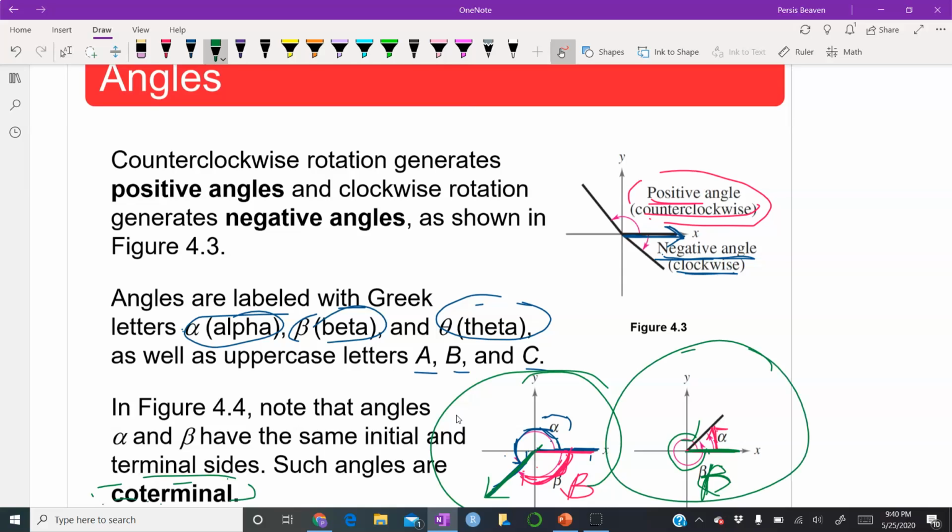Now, on this other case, we do have a positive angle that would be alpha, because it goes in the counterclockwise direction, and we also have a negative angle, and that would be beta. It goes in the clockwise direction. Those two have the same initial side, because it is the positive x-axis, but they also have the same terminal side. Because of that, we consider them coterminal. They do have the same ending side.